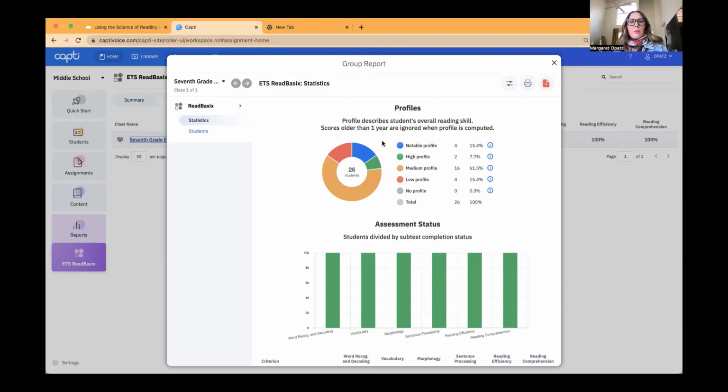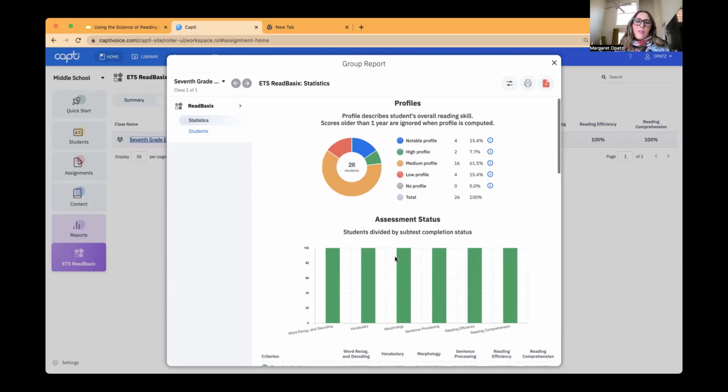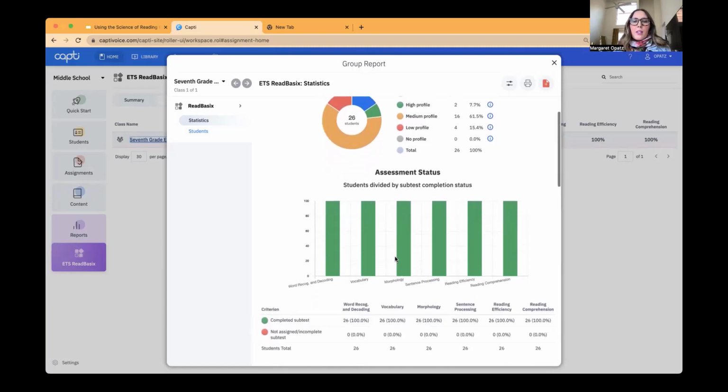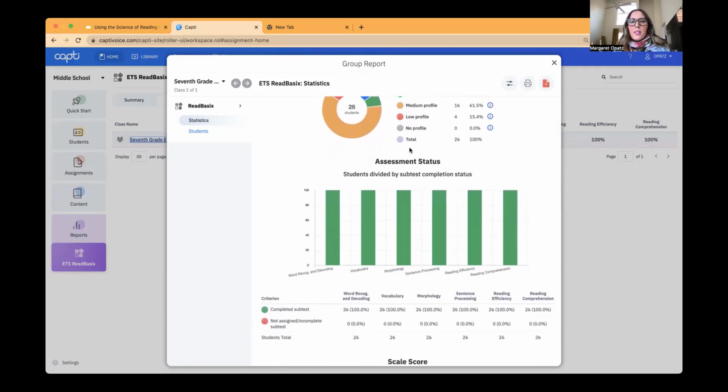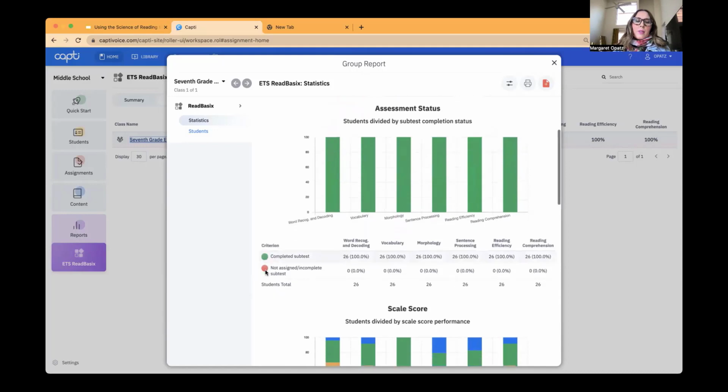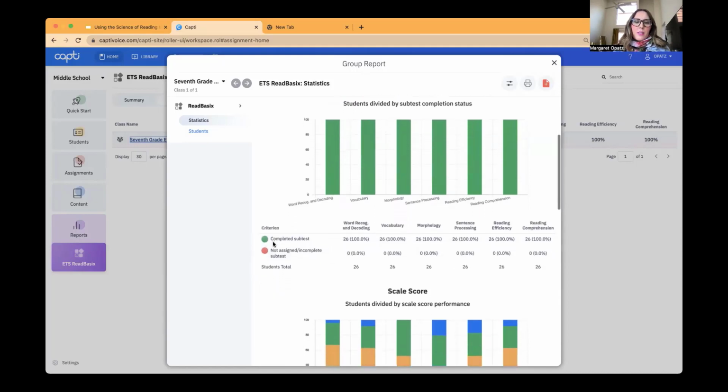So these are notable for some reason, and there's enough of this pattern to exist that ETS was able to find that it's considered a notable profile. As I scroll down, you'll see there's this assessment status, meaning that it's looking at students and saying whether or not they've taken the assessment, and these are based on the subtests. So here, all students have completed each of the subtests.